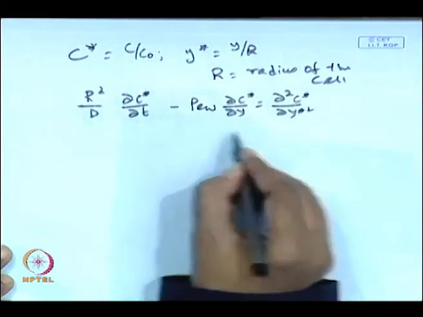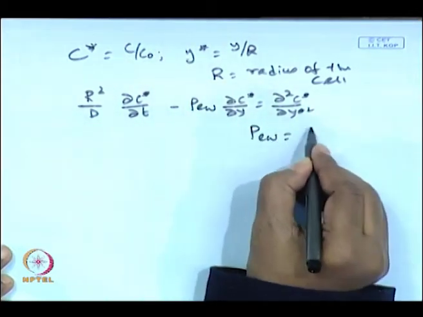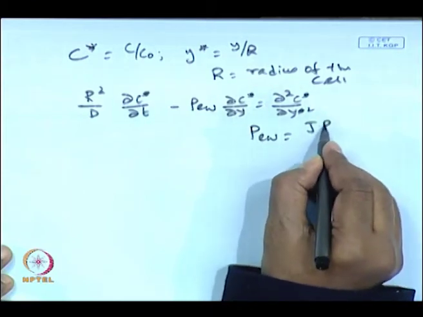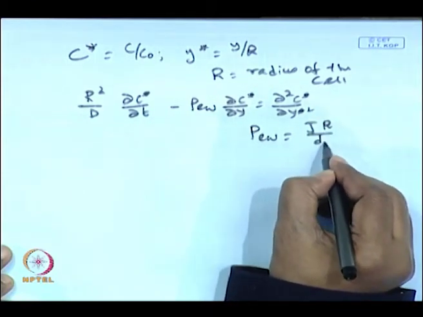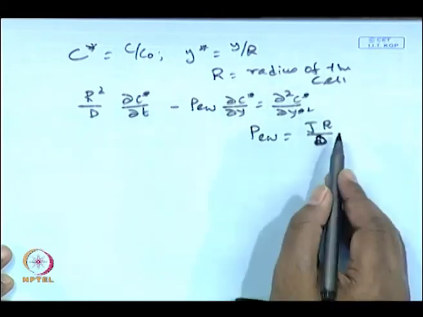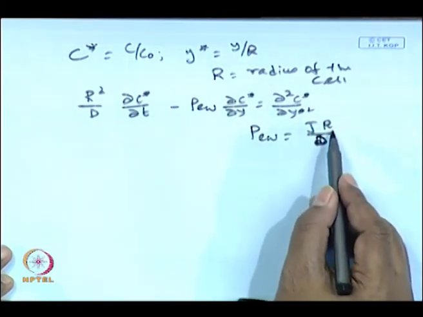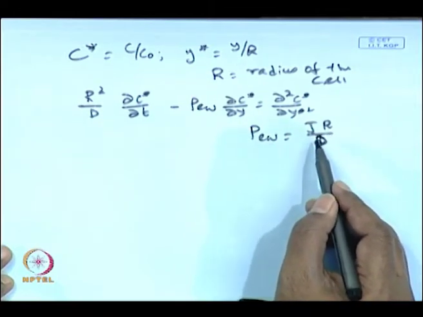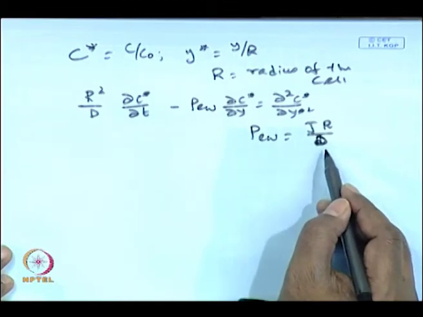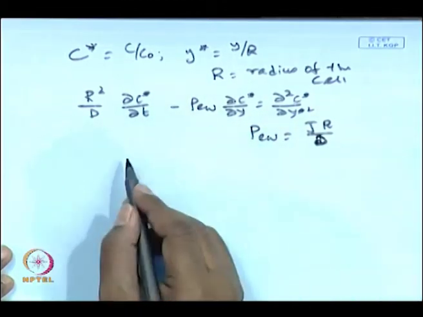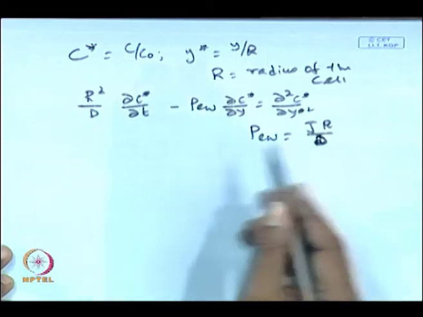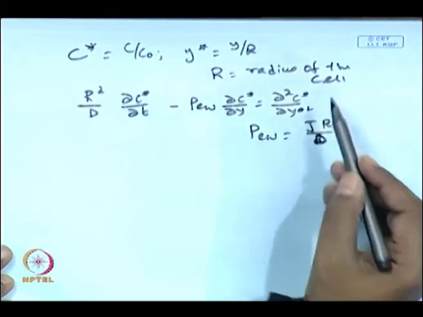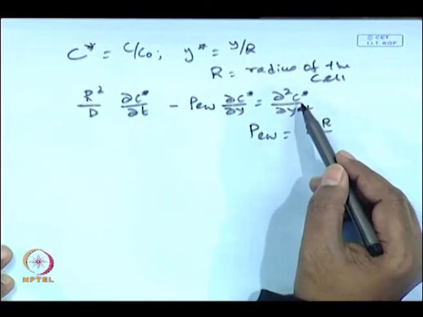What is PeW? It is the non-dimensional flux, that is J R by solute diffusivity. The physical dimension becomes R here instead of D equivalent, okay, as in the earlier case. So, it is J R times D divided by D. And C star is C by C naught. So, the right hand side is completely non-dimensional.